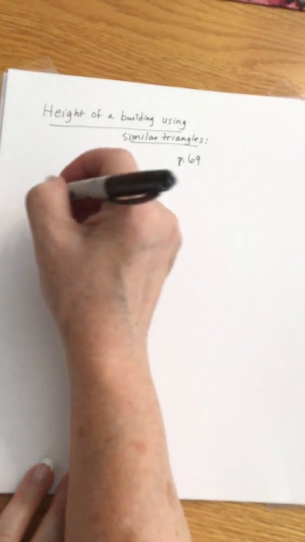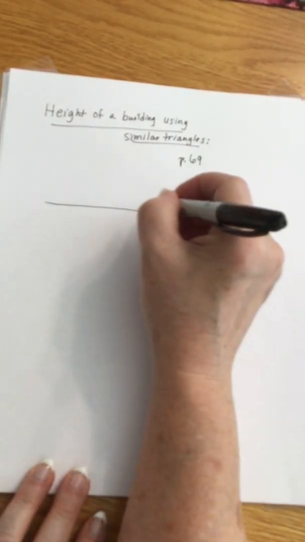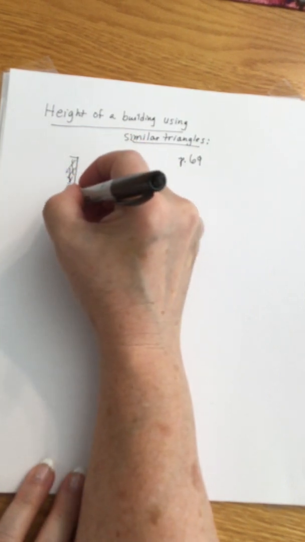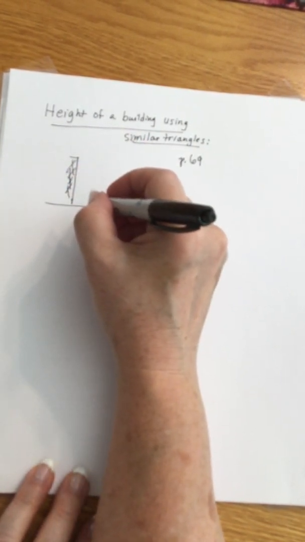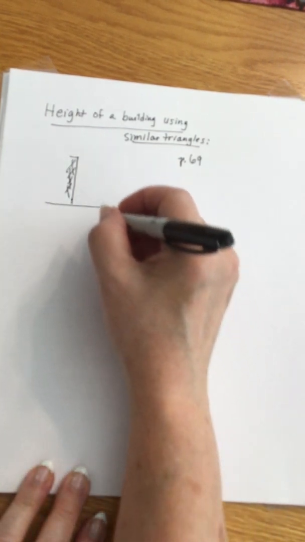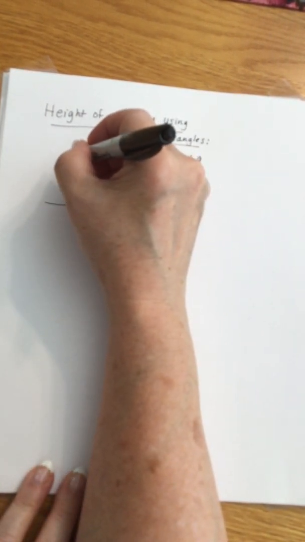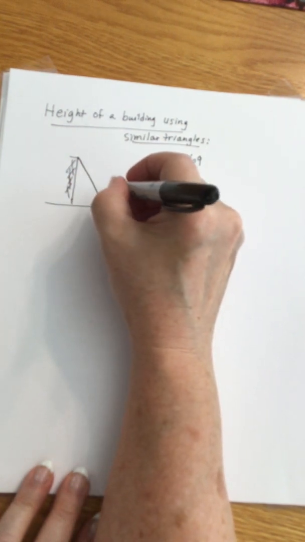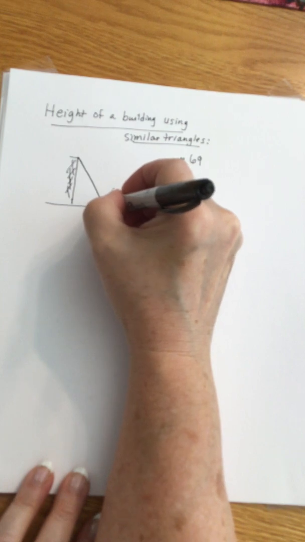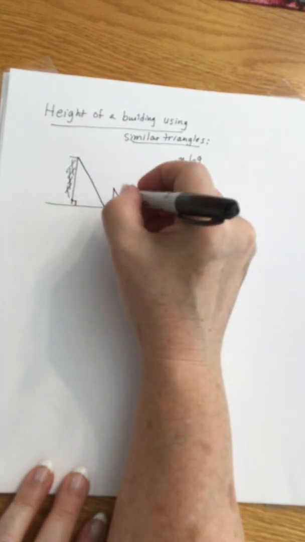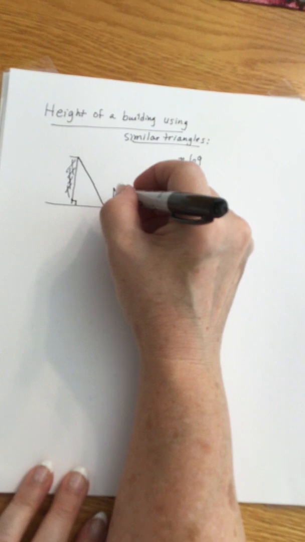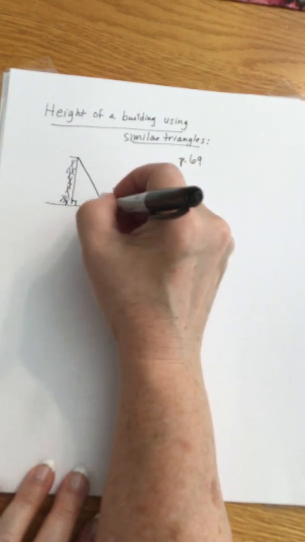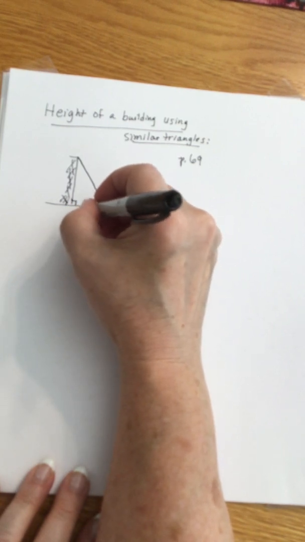So we're going to draw ourselves a picture. So we have this building. And he wants to know the height of the building. And then he stands over here. So we have these two triangles. So the triangles are going to be proportional. So he says he knows the shadow of the building. So this is the building. This would be the shadow of the building is 28 feet.